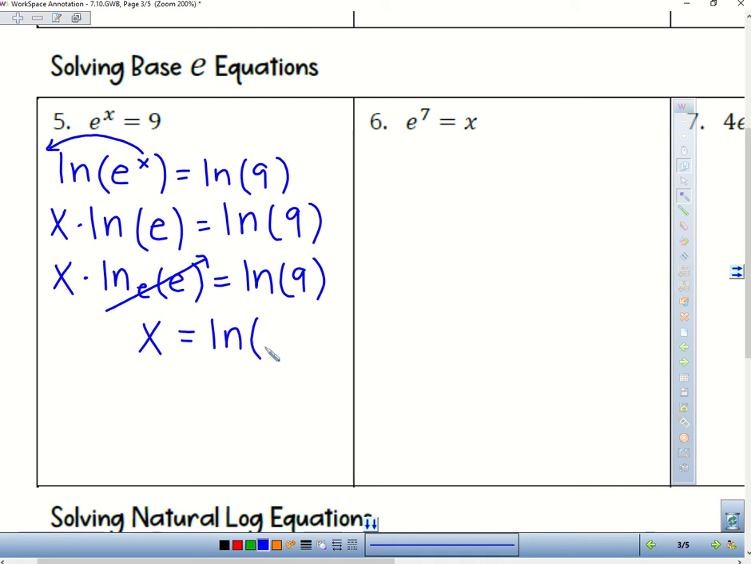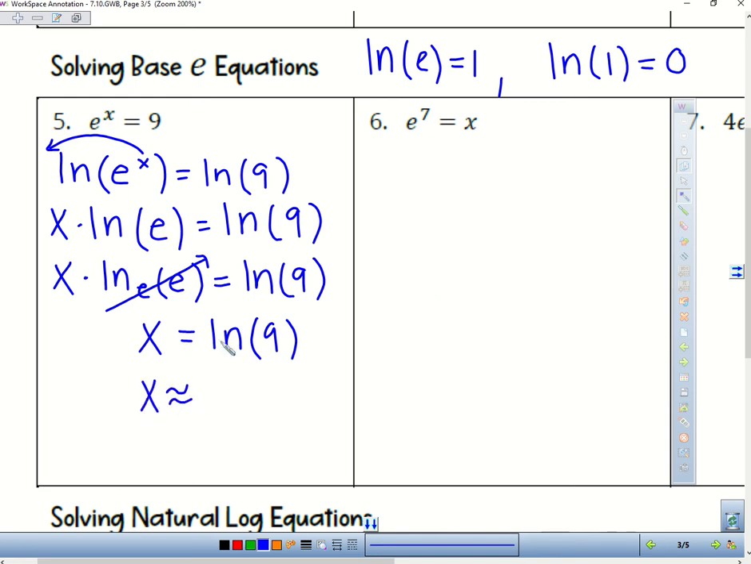So here's the important thing to know, okay? ln of e is 1. ln of 1 is 0. Those are two that you can automatically just know when they come up. All right, ln of e comes up a lot. So when that one comes up, you don't have to do anything with it. It just becomes 1.